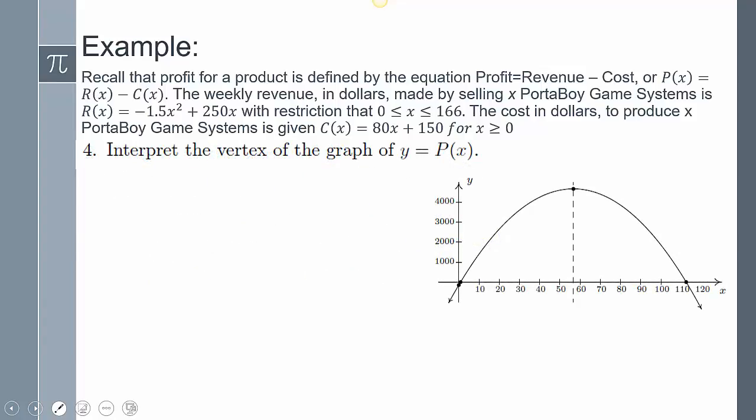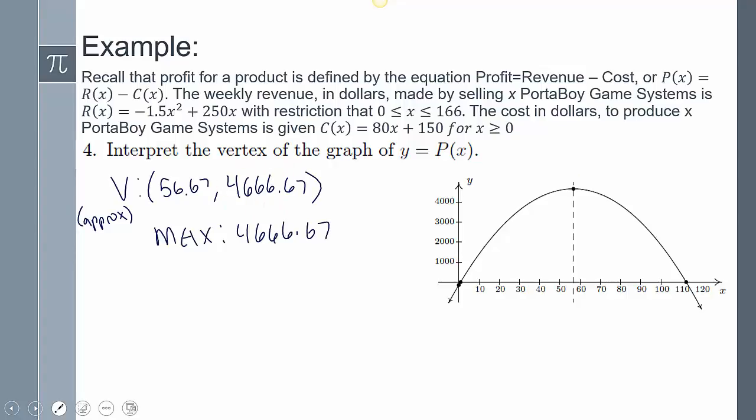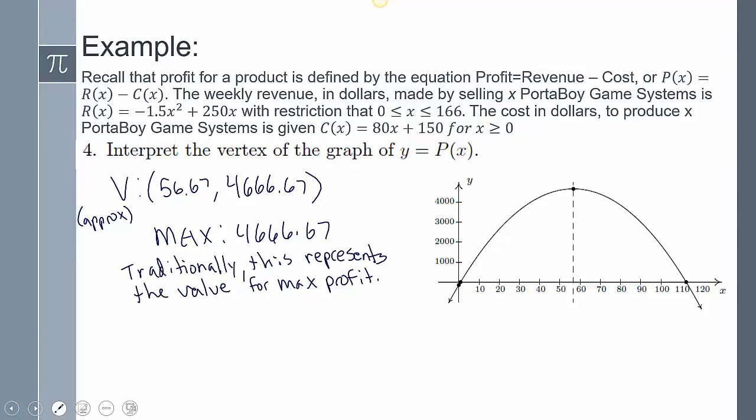Now interpreting the vertex of the graph, y equals P of x. That vertex represents my max or min. And so this value right here, that's going to be the maximum way that I can get my profit. This is the maximum profit I can achieve. The only issue here is, how do I sell 56.67 Portaboys? You can't. So because of that, I have to do some approximations.